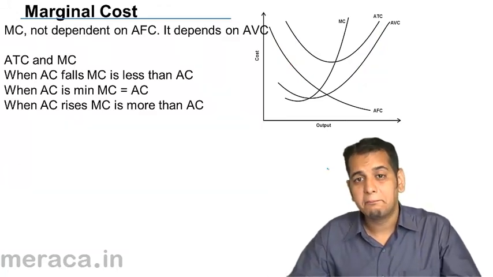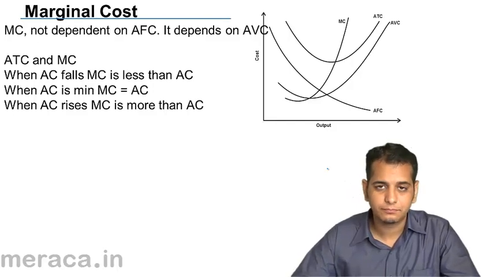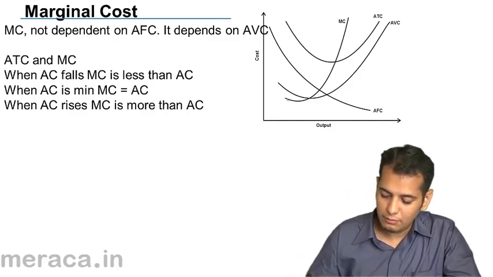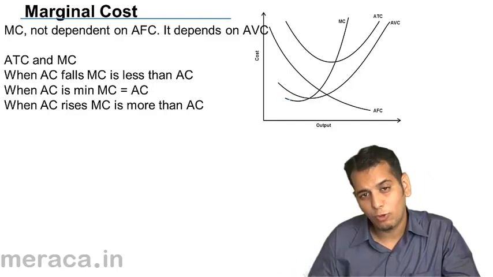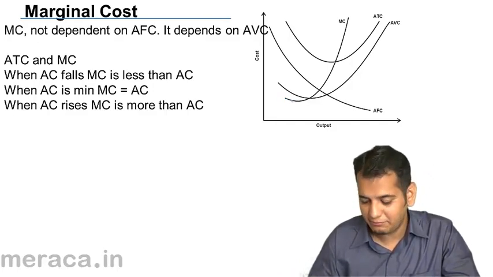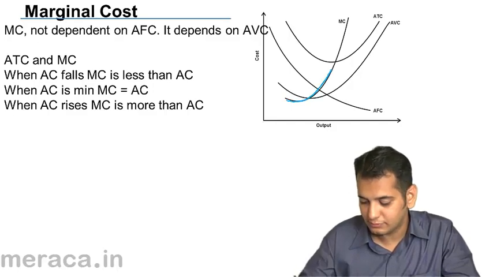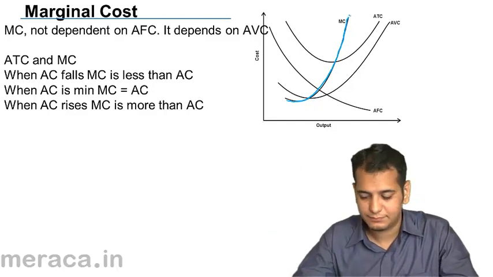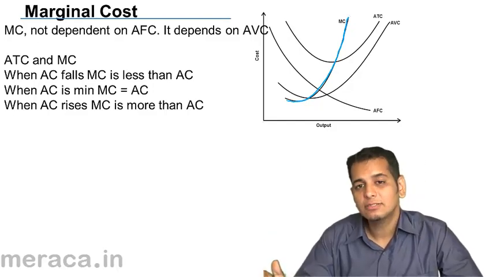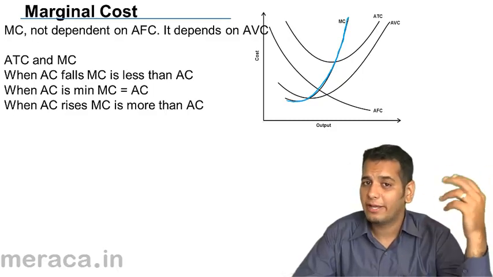Now let's add marginal cost also in this diagram. The marginal cost curve is also U-shaped. It falls initially for some time and then starts to rise and goes on rising steeply. Marginal cost is the cost of producing one extra unit.